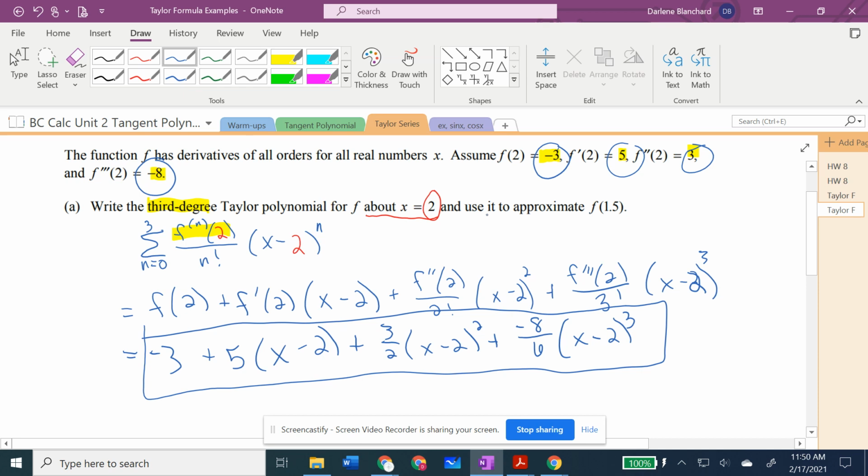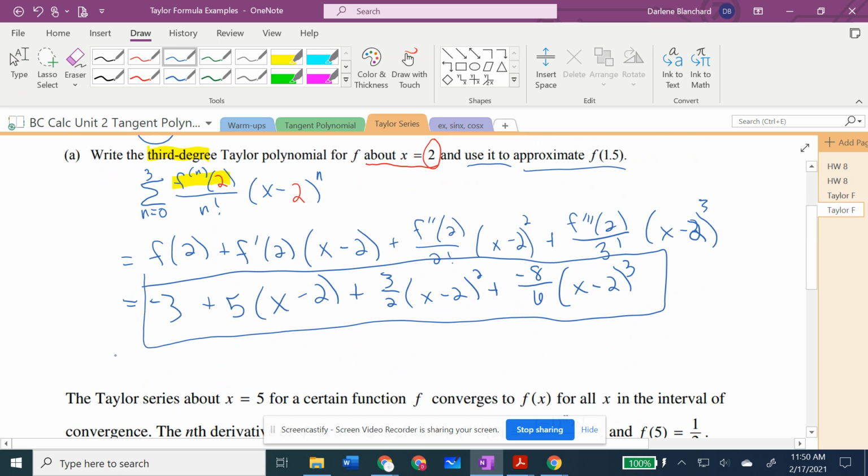Then the next thing it's asking is for you to use it to approximate f of 1.5. So at that point, you're just saying f of 1.5, and it's very important to do squiggly equals. The AP test has in the past taken off points for not doing the squiggly equal to, because you need to show that you understand that if you chop the polynomial off at a certain degree term, it is an approximation. So you can simplify as little or as much as you want with these numbers.